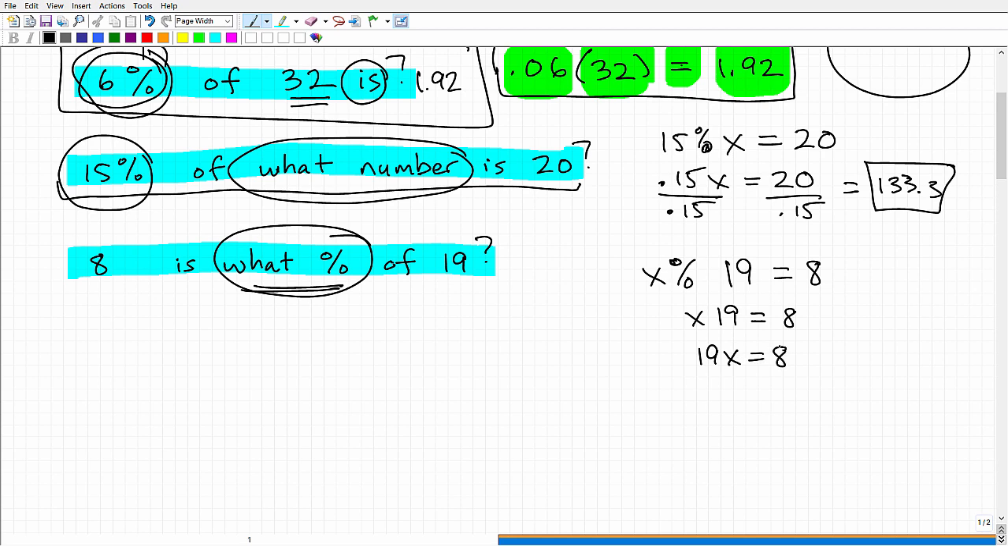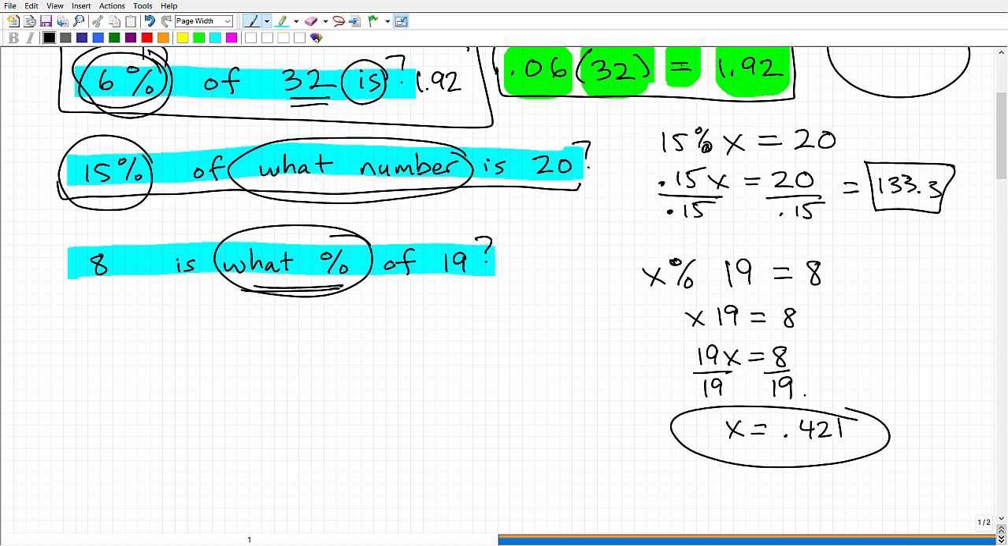That's equal to 8. So it's the same basic equation. So to solve for x, I just need to divide both sides of the equation by 19. Okay? So let's go ahead and take our calculator and take 8 divided by 19, and we get x is equal to 0.421. Okay. So that's our answer, almost.